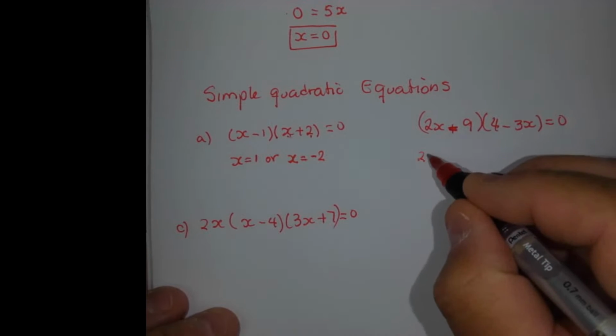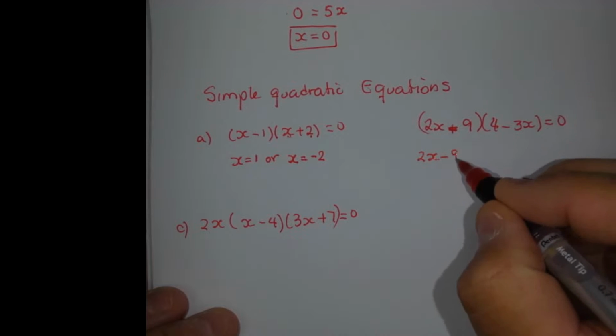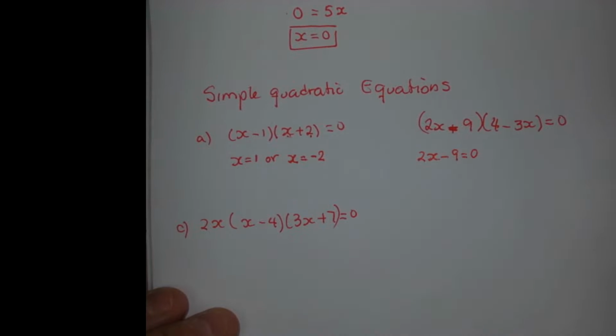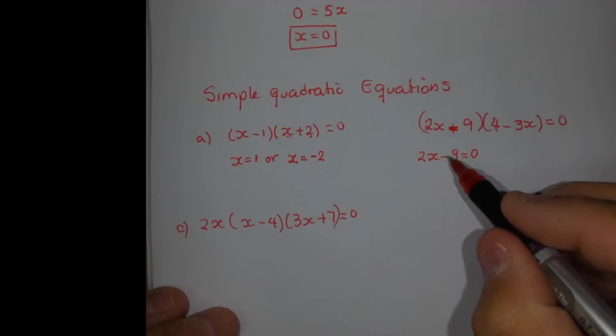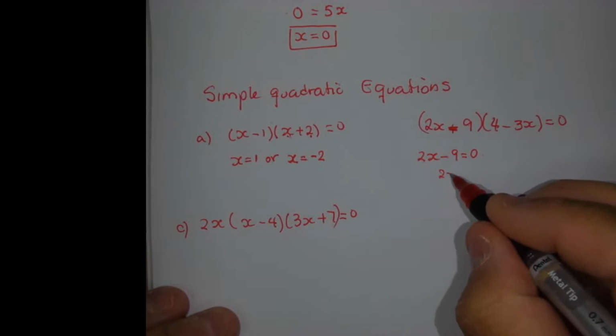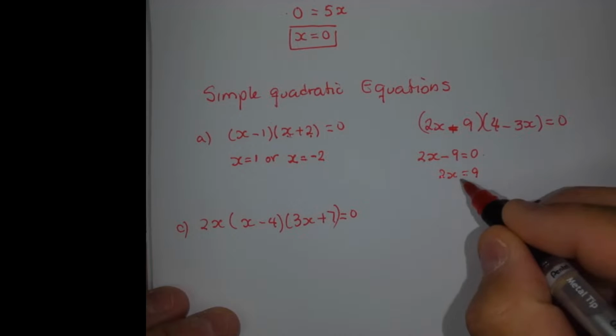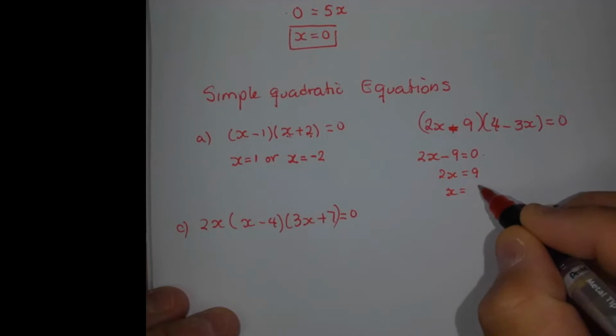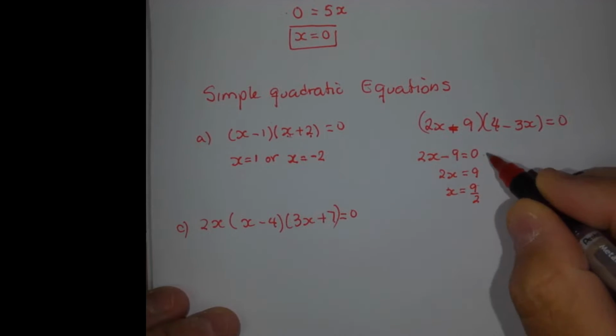Now this is a little bit more complicated, so I'm going to write it out and say, let me find out how I can make that equal to 0. I'm going to solve it like I solve a normal equation. So I'm going to move the 9 across to give x equals 9, and now divide by 2, so x equals 9 over 2. And there is the one solution.